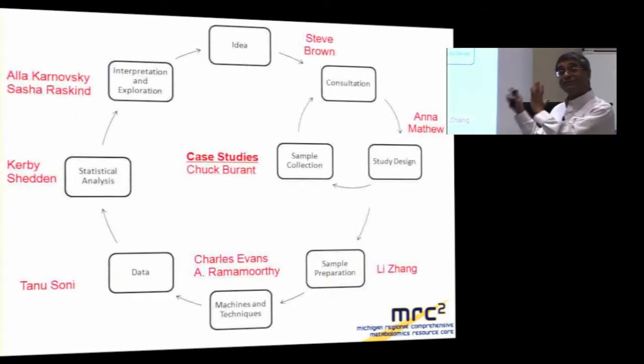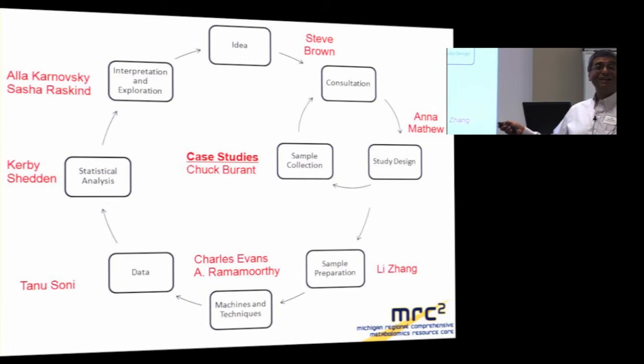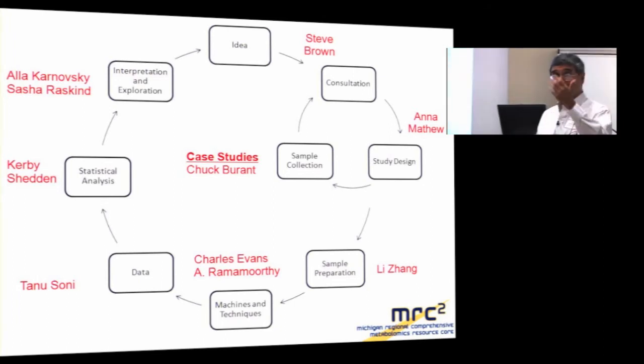So the rest of the day is going to be arranged like this. I just want to briefly introduce the rest of the talks that come along the way. When you get an idea for any experiment, talk to Steve so he can help you with the design of the experiment. For example, the diet and things like that. You have to be very careful about how you plan your experiment. The numbers that you need, for example. And then Anna Matthew is going to address the study design and sample collection in the next talk.